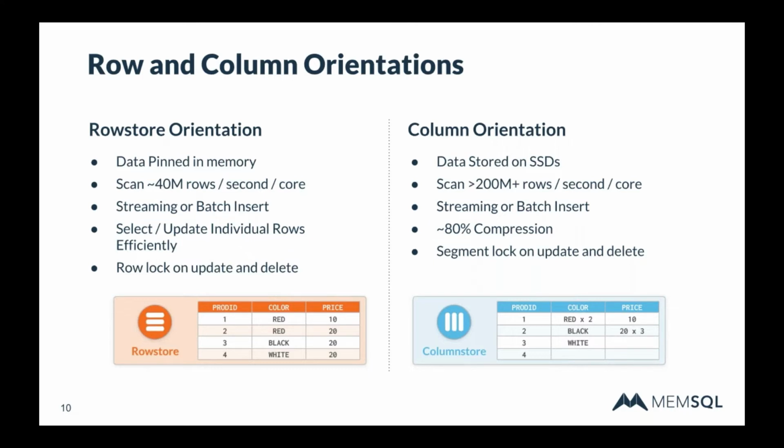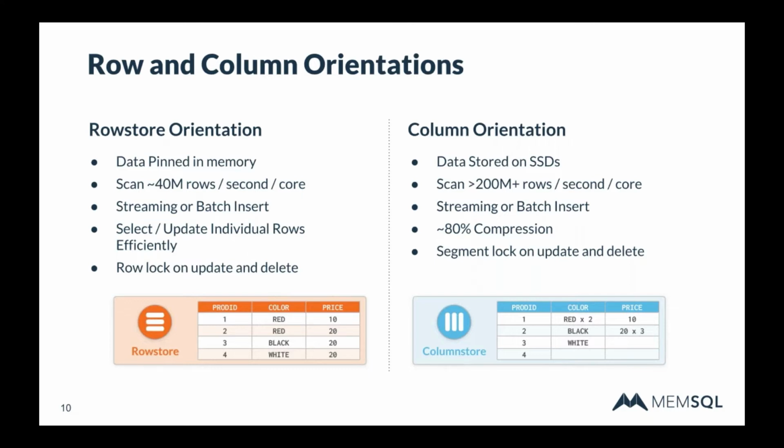And with row store, you can do streaming or batch insert. You can use a bulk loader. You can use our MemSQL pipelines capability to do streaming load from Kafka or from a file system. And we can select and update individual rows very efficiently and have row level locking for update operations.